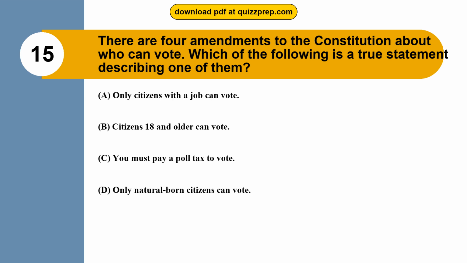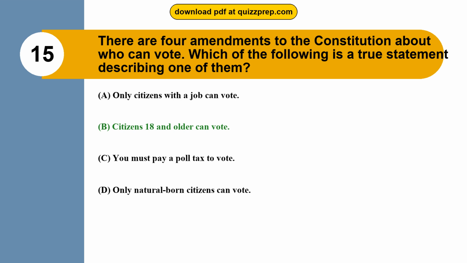Question 15. There are 4 amendments to the Constitution about who can vote. Which of the following is a true statement describing one of them? Option A, only citizens with a job can vote. Option B, citizens 18 and older can vote. Option C, you must pay a poll tax to vote. Option D, only natural-born citizens can vote. The correct answer is option B.